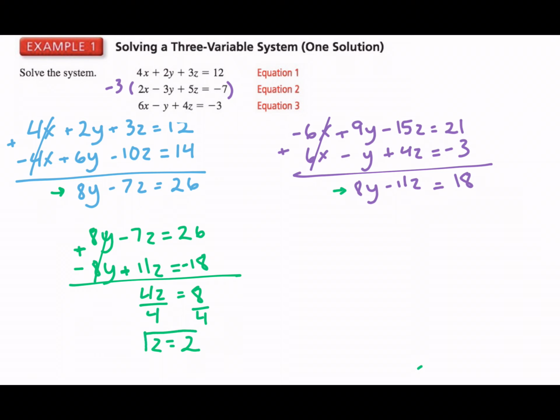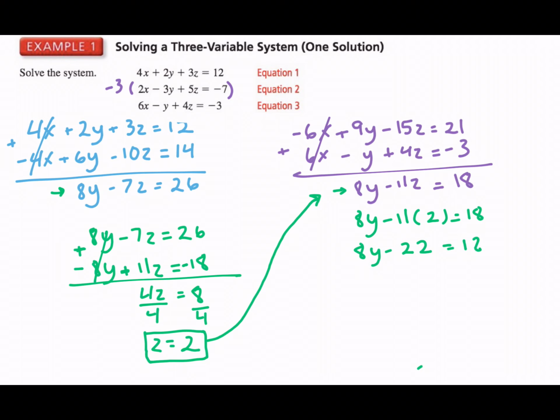So that was a lot of work to get down to z equals 2. But now that I have z, I can now plug back in to either of these equations. It doesn't matter which one I plug into. I'm just going to plug into the 8y minus 11z equals 18 in order to solve for y. So when I plug that in, I get 8y minus 11 times 2 equals 18. So 8y minus 22 equals 18, or 8y, add 22 to both sides, equals 40. Divide by 8, y equals 5.